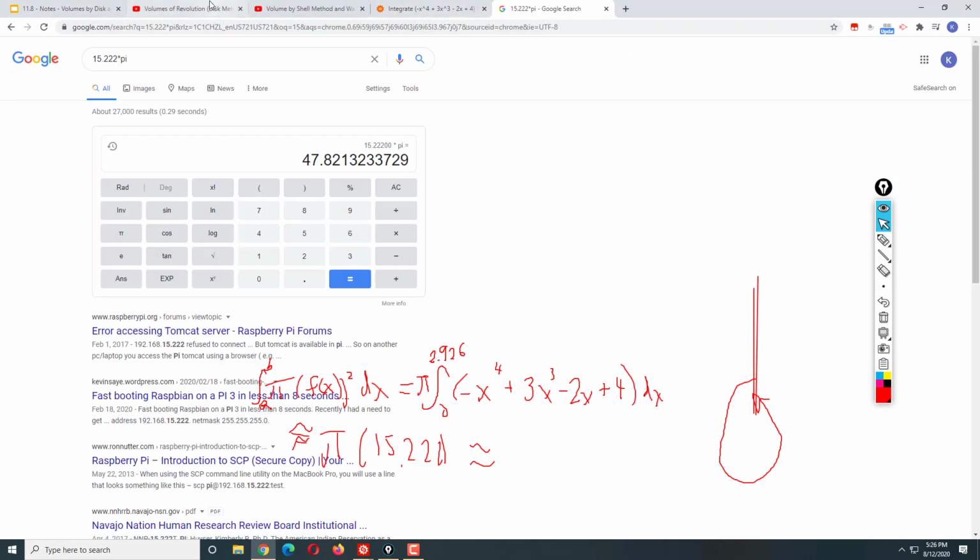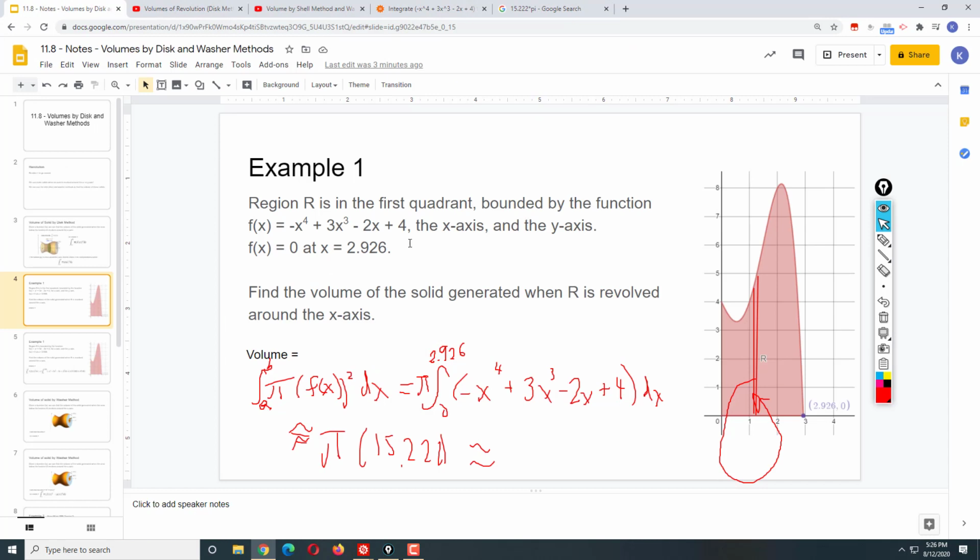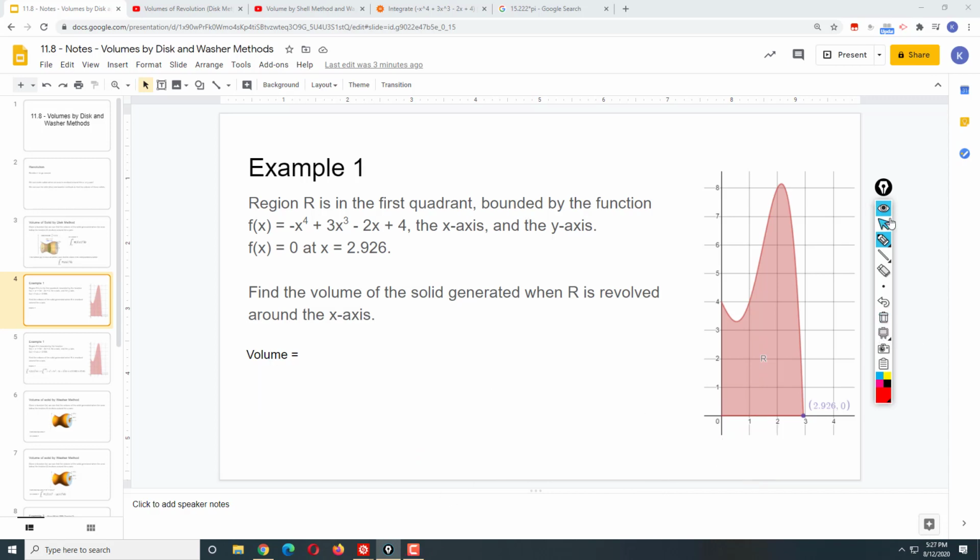0.222 times pi is about 47.821. So the volume is about 47.821. That's it. Okay.